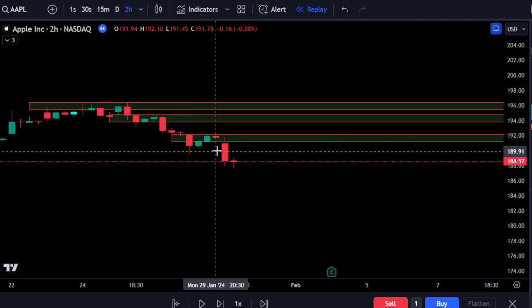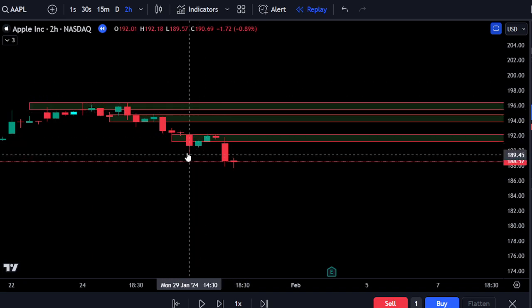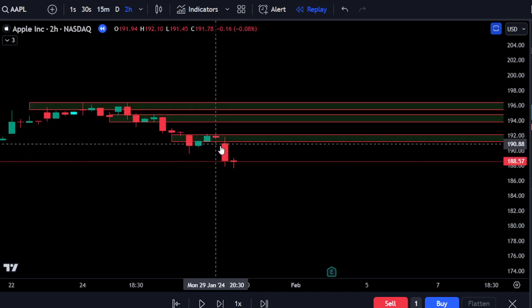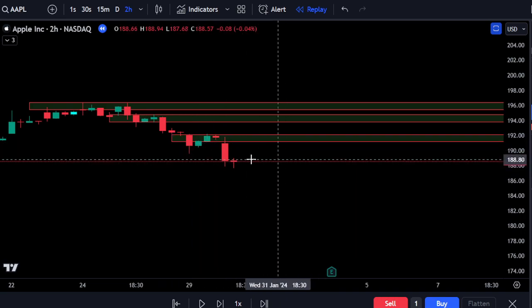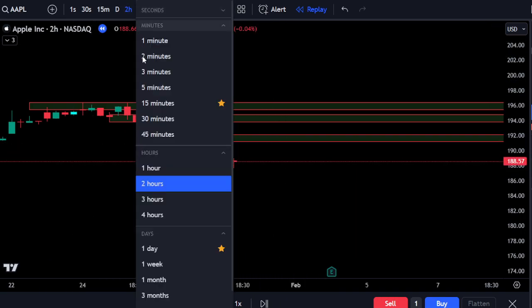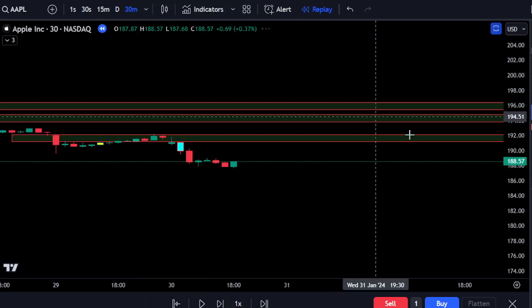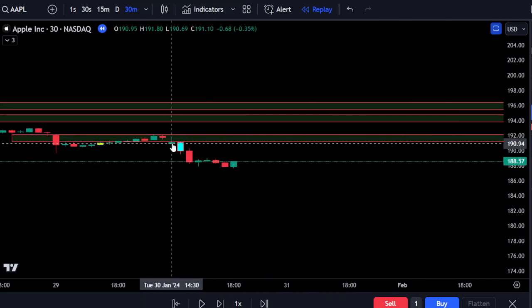So we already got our break, right? So we broke here, we retested, and then we broke back down. Okay. So pretty simple, right? Then you go down to your 30-minute, and you're just looking for an entry at this point. So you can consider this a retest. It's really up to you.